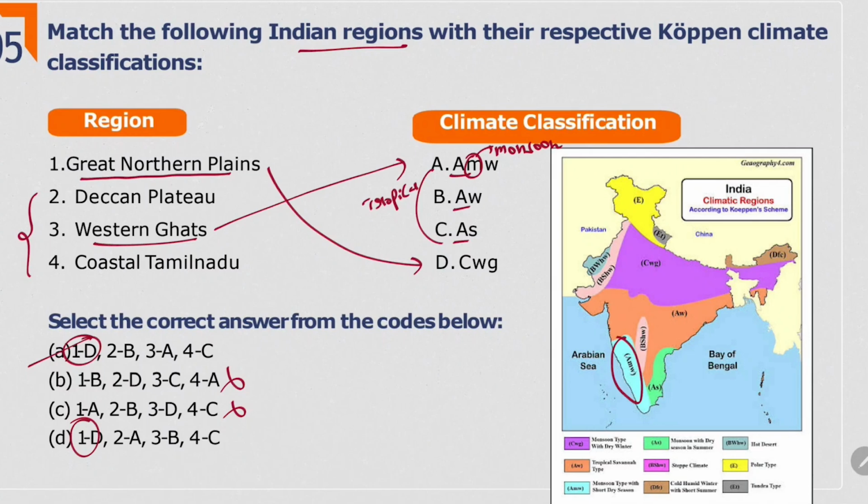And in the last question we have discussed that small w goes with dry winter and small s goes with dry summer. In which areas can we see dry summer? Especially in Tamil Nadu and coastal Andhra. So coastal Tamil Nadu goes with dry summer, and obviously Deccan Plateau goes with dry winter. Answer is A.